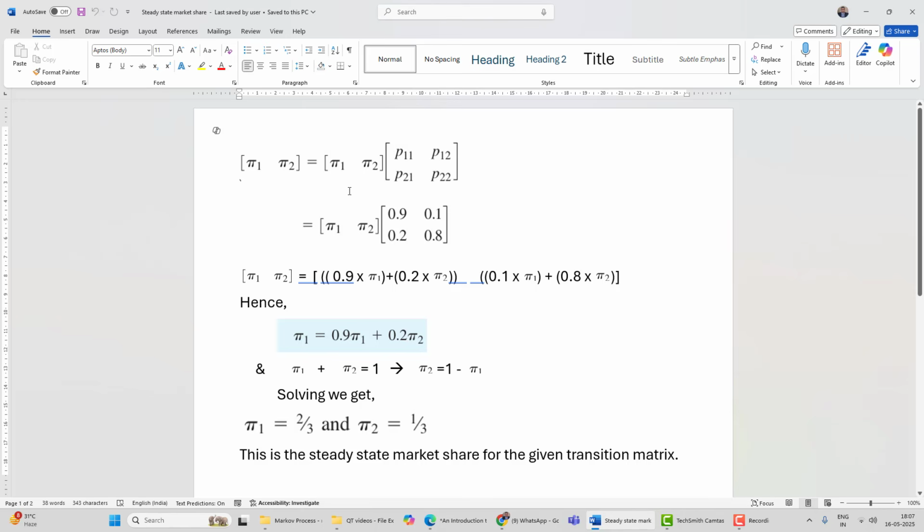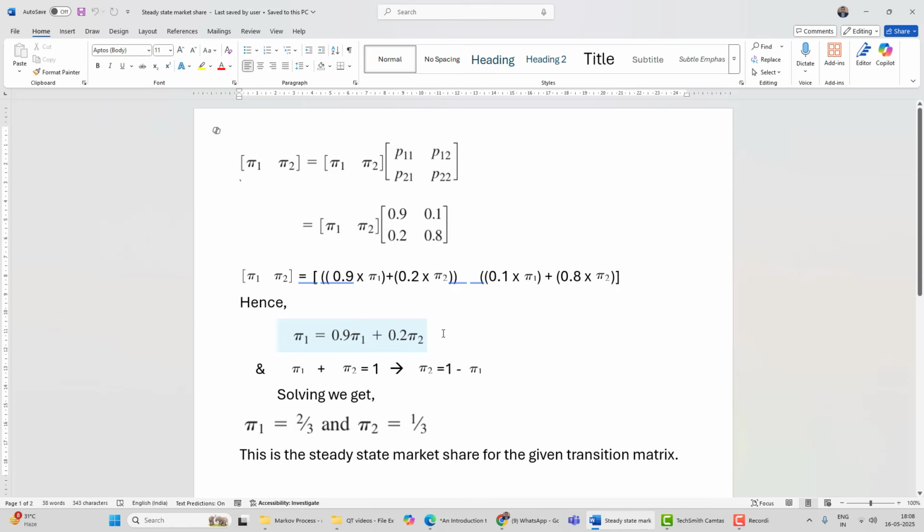So if I use that, then I can write pi 1, pi 2 multiplied by this, and when I solve this I will get 0.9 pi 1 plus 0.2 pi 2 on the left side, 0.1 pi 1 plus 0.8 pi 2 on the right side, and equal to pi 1 and pi 2. So what does it mean? Because these two matrices are equal, this pi 1 and this particular expression within the bracket are the same. So I can write pi 1 equal to 0.9 pi 1 plus 0.2 pi 2.